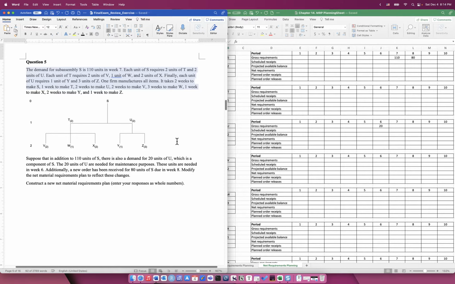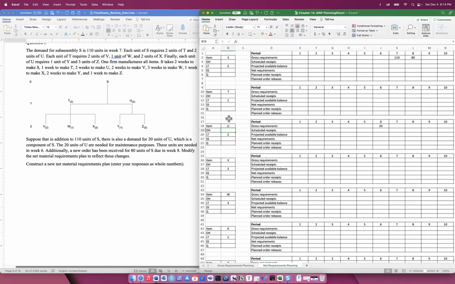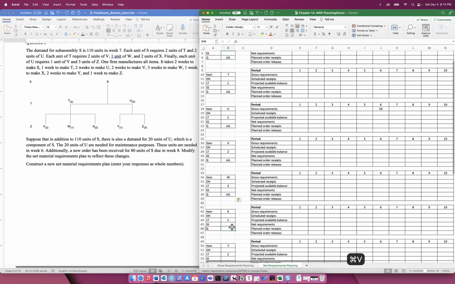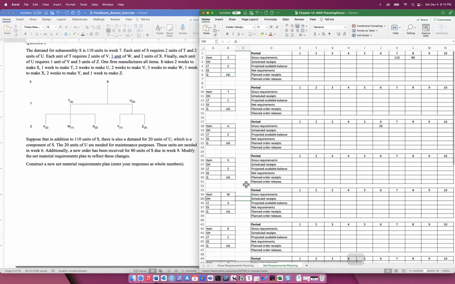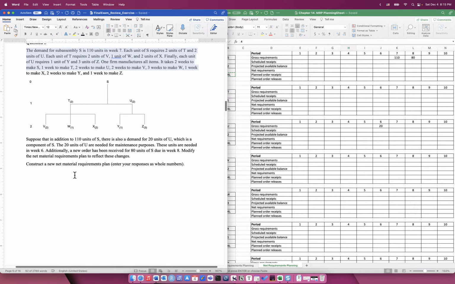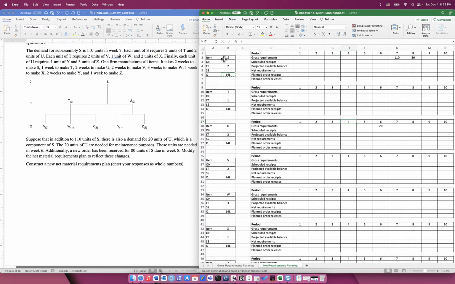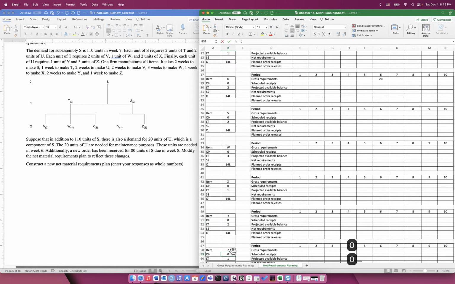Also, I don't see anywhere that there's a lot size requirement, so we are assuming that all the ordering quantity is going to be lot for lot. Lot for lot: order as many as you want, order the exact amount of quantity you need for each order. So I'm just going to use that information. Again, we're assuming 0 on-hand inventory, and you need to make sure whether that is the case with your version of the problem. I'm just going to use 0 on-hand inventory for all of them.